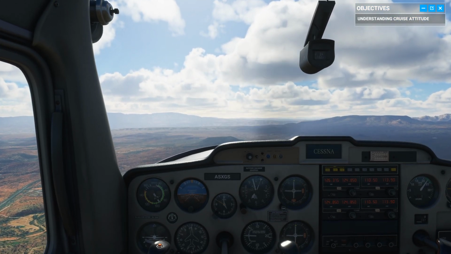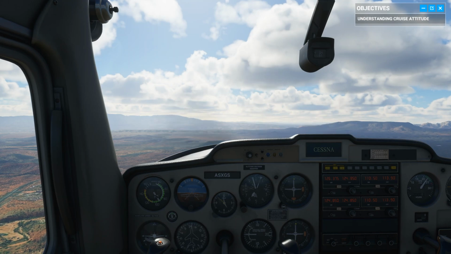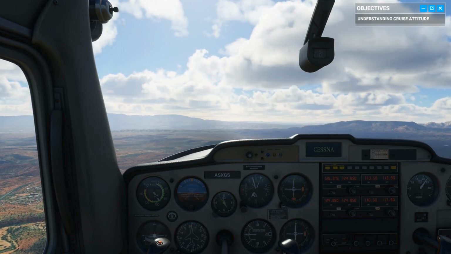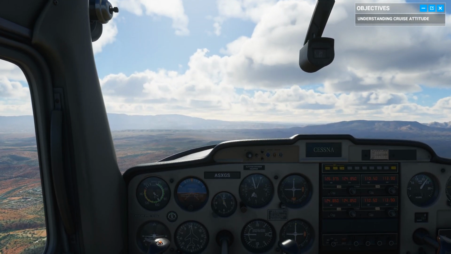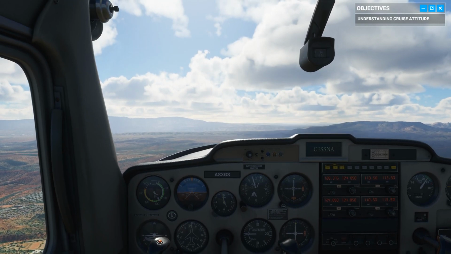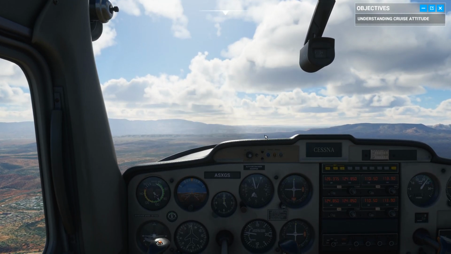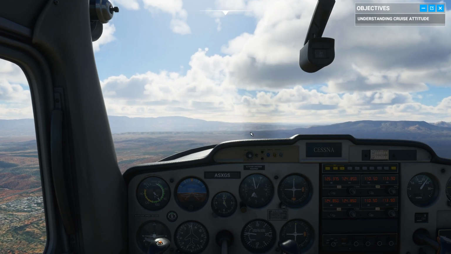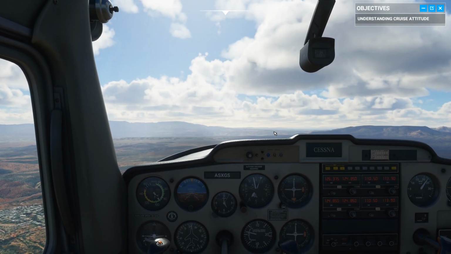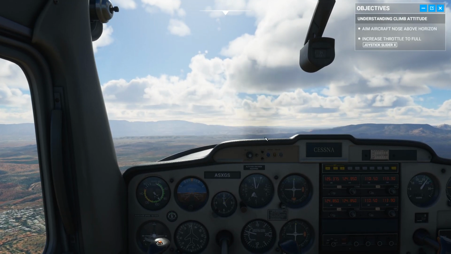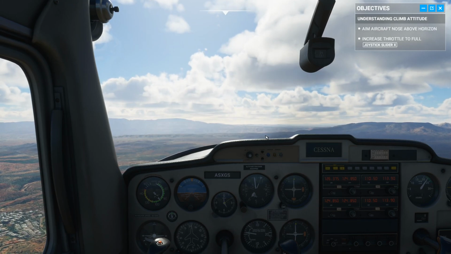Pull back slightly on the yoke to raise the nose just above the horizon line, about 2 inches. Make sure you don't pitch up too much, or the angle will be too steep to create lift, and without enough lift, we'll stall. All right. Go full throttle and start climbing.